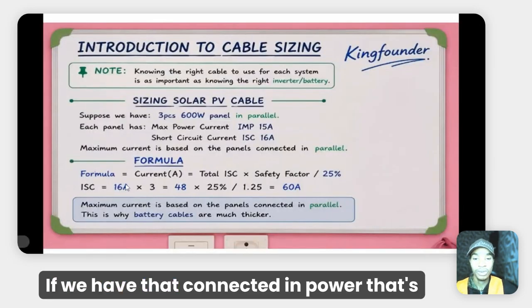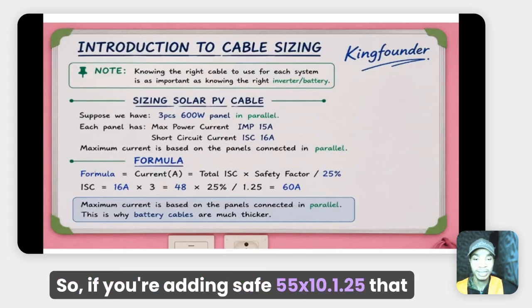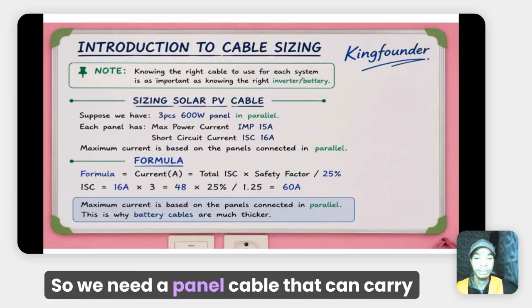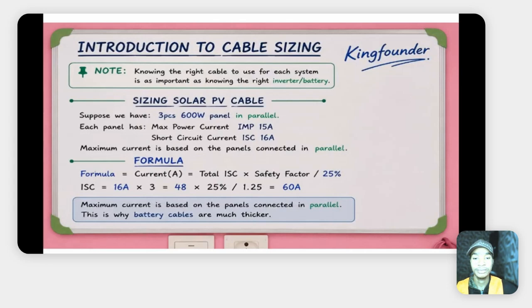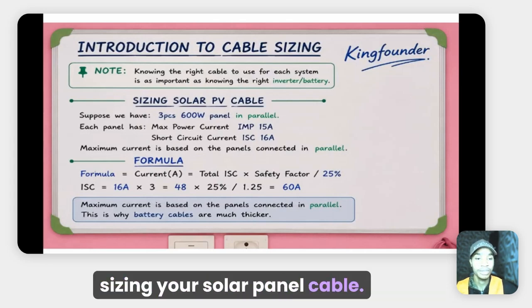If we have that connected in parallel, that's 8.6 times 3, that will give us 25. So if you're adding a safety factor times 1.25, that will give us 32 amps. So we need a panel cable that can carry at least 33 amps. So that is what it is when you're sizing your solar panel cable.